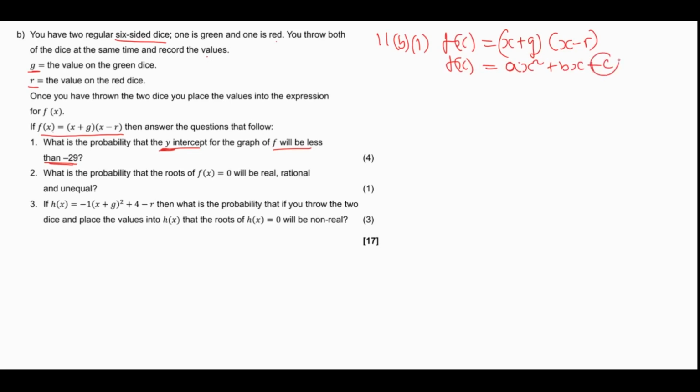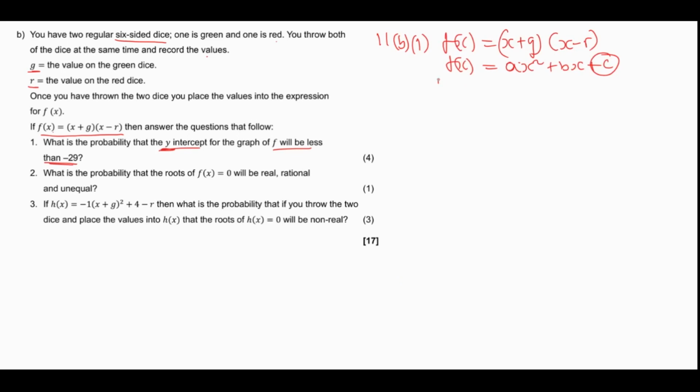What is the probability that the y-intercept for the graph of f will be less than negative 29? So how can we link these two? Let's look at f of x. How can we find the y-coordinate of the y-intercept? If we write this equation in standard form, we can easily find it, isn't it? When it's ax squared plus bx plus c, remember c will give us the y-coordinate of the y-intercept.